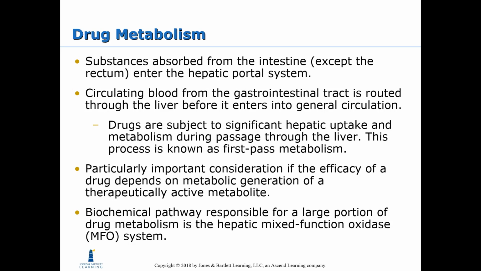Drug metabolism. Substances absorbed from the intestine, except the rectum, enter the hepatic portal system. Circulating blood from the gastrointestinal tract is routed through the liver before it enters into general circulation. Drugs are subject to significant hepatic uptake and metabolism during the passage through the liver. This process is known as first-pass metabolism. Particularly important consideration if the efficacy of a drug depends on the metabolic generation of a therapeutically active metabolite. Biochemical pathway responsible for a large portion of drug metabolism is the hepatic mixed function oxidase, MFO, system.